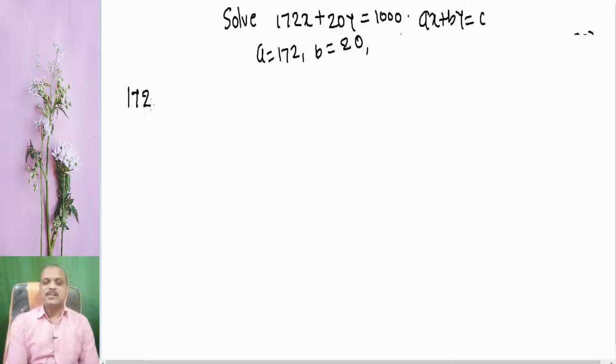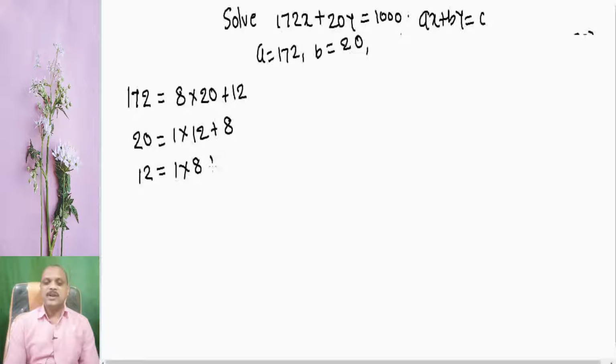We apply the Euclidean algorithm, so we have 172 equal to 8 into 20, that will be 160, and we remain with 12. Then we divide 20 by 12, the quotient will be 1 and the remainder will be 8. Again dividing 12 by 8, the quotient is 1 and the remainder is 4. But 8 is divisible by 4, and therefore 4 is the greatest common divisor. 4 equal to GCD of 172 and 20.